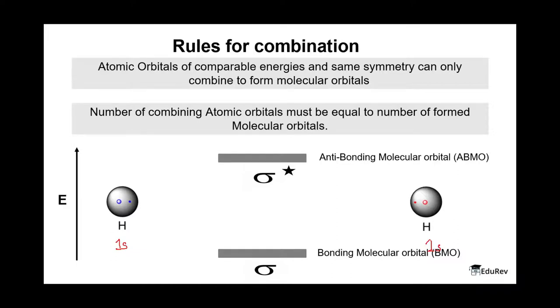A hydrogen molecule has a total of 2 electrons, and since every orbital has a capacity of 2, these 2 electrons will go into the bonding molecular orbital and never into the anti-bonding molecular orbital, because anti-bonding has a higher energy and every system wants to achieve a state of lowest energy. So the hydrogen molecule will always want its electrons to go into the bonding molecular orbital to reach a state of lower energy and basically stability. So when hydrogen atoms combine, we get a hydrogen molecule where the 2 electrons go into the sigma bonding molecular orbital.